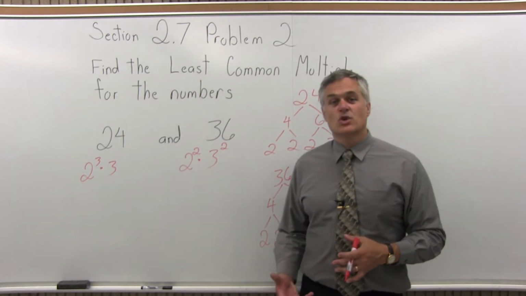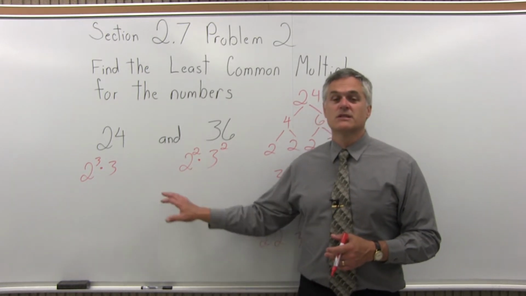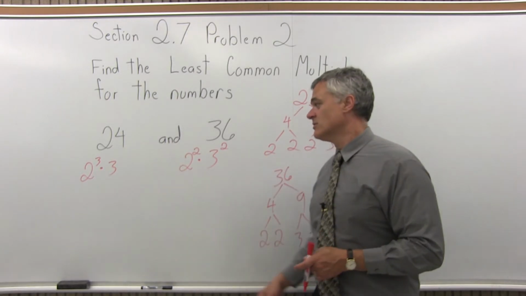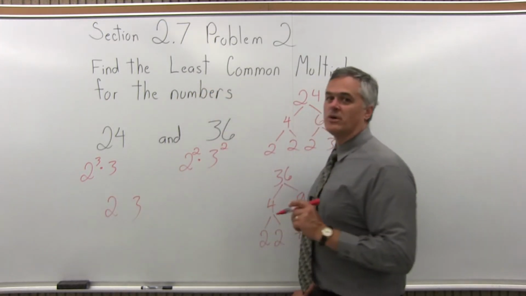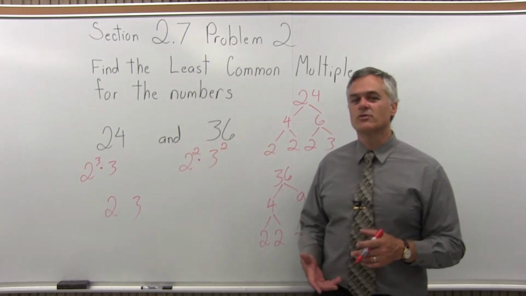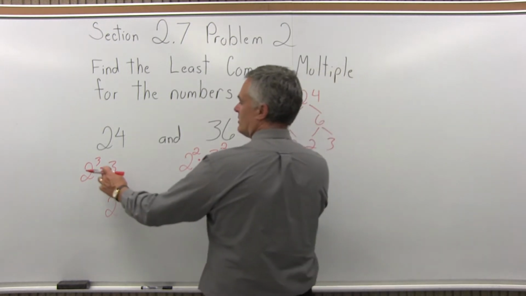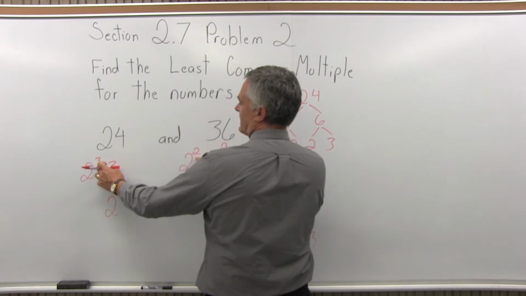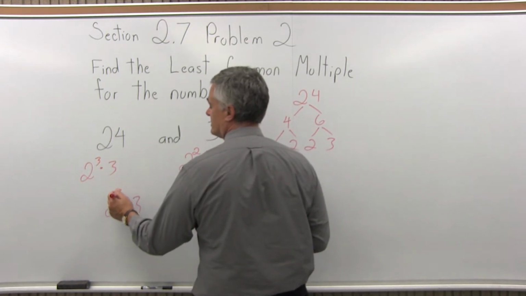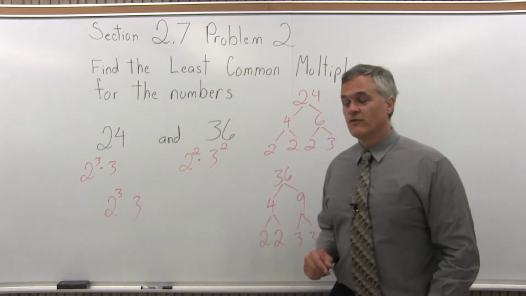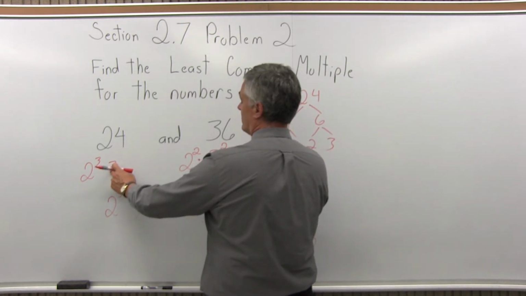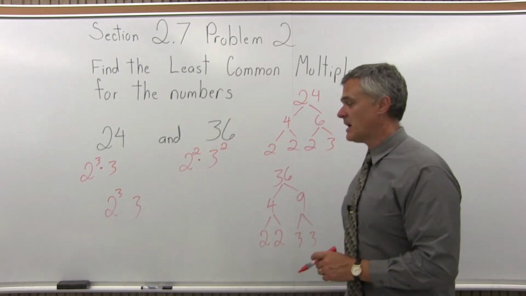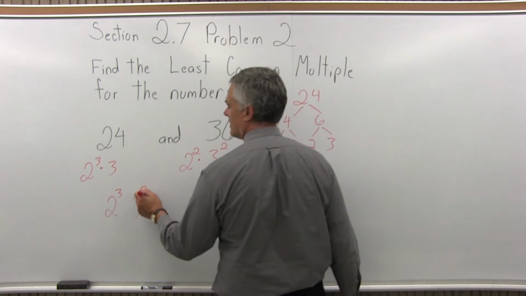Now, to find that least common multiple, what I want to do is make a list of any prime that's used. In this case, just 2 and 3. Then look for the exponents and take the larger exponent for each one. So for the 2, I have third power and second power. Third power is larger, so I take third power. For the 3, I have first power and second power. Well, second power is larger than first power, so I take that, second power.